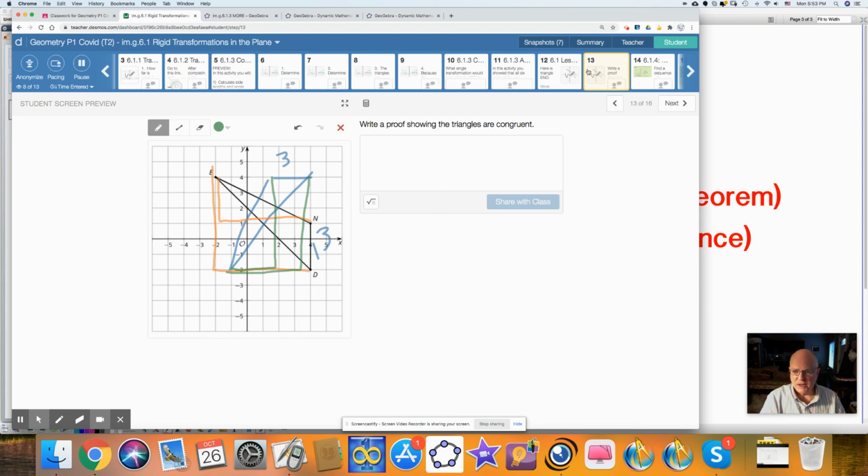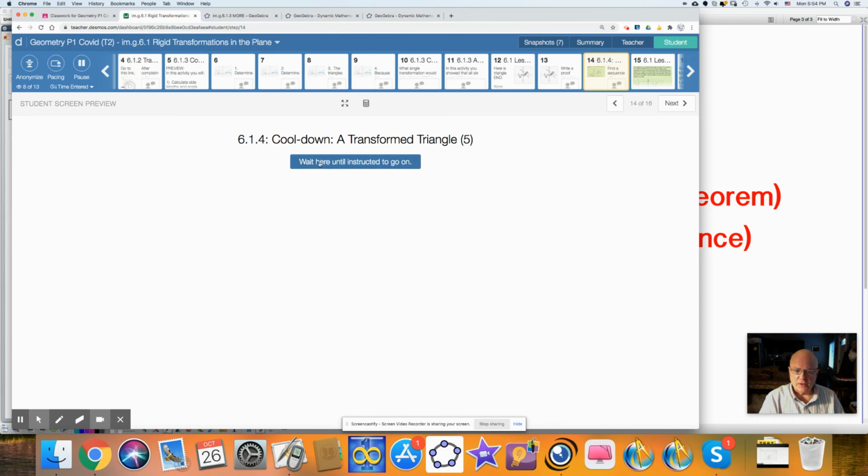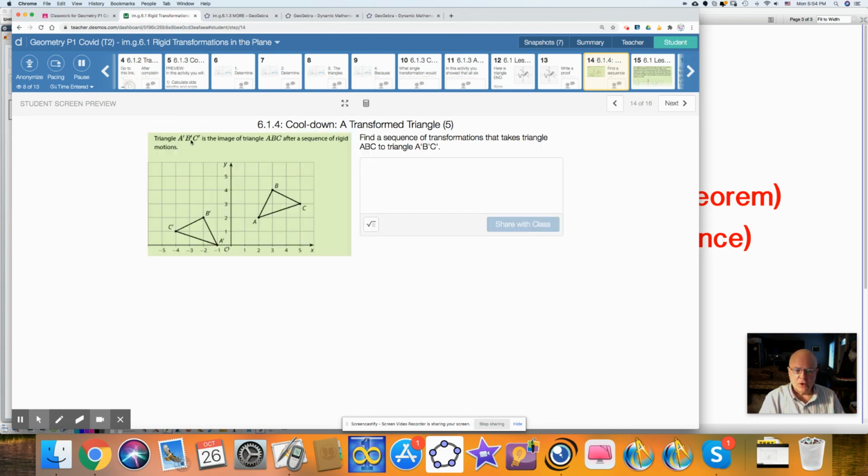There are other ways, I'm sure. I could say I'm going to translate this from this point to here, rotate it 90 degrees. That would be another way of doing it. And then there's the cool down. In the cool down, this triangle, A prime, B prime, C prime, is congruent to triangle A, B, C. And your task is to transform these so that you can show that they are congruent. There are several ways of doing it.